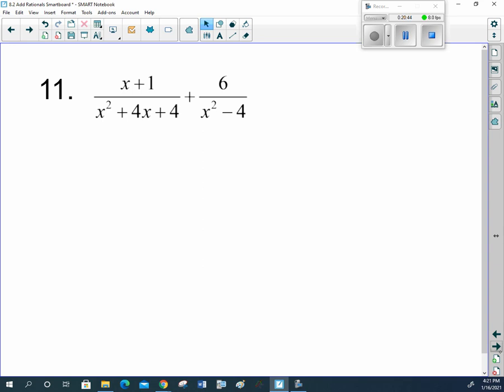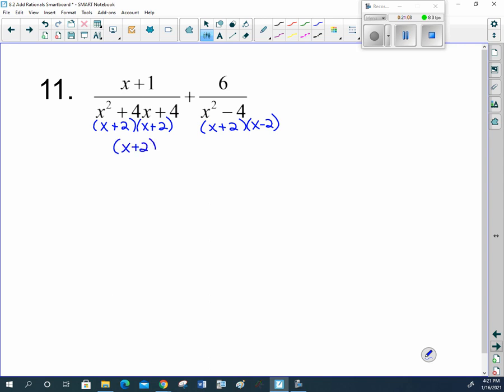Okay, this next one, it looks like I've got x squared plus 4x plus 4 on the bottom and x squared minus 4. So first of all, we want to get it in its factored form. And then x plus 2 and x minus 2. Okay, so notice this x plus 2, they're the same. So this is going to be x plus 2 quantity squared. Okay, so I'm going to come down here and write this so we can compare it a little bit better. So x plus 2 quantity squared plus 6 over x plus 2 and x minus 2.